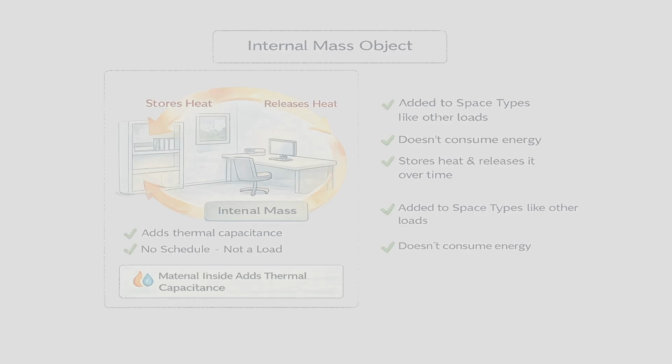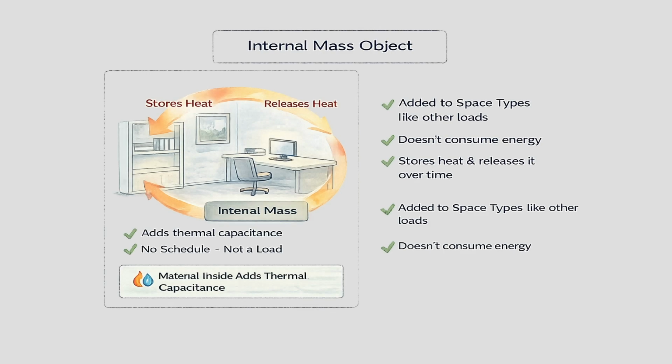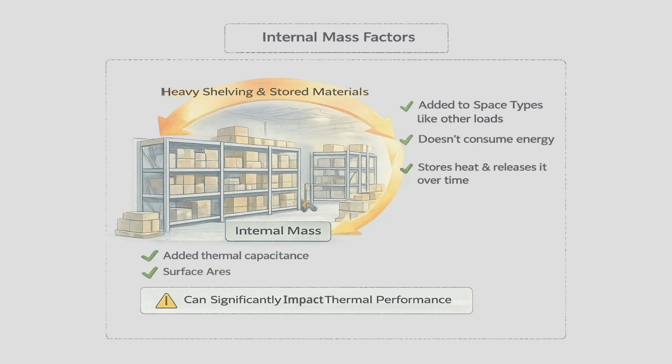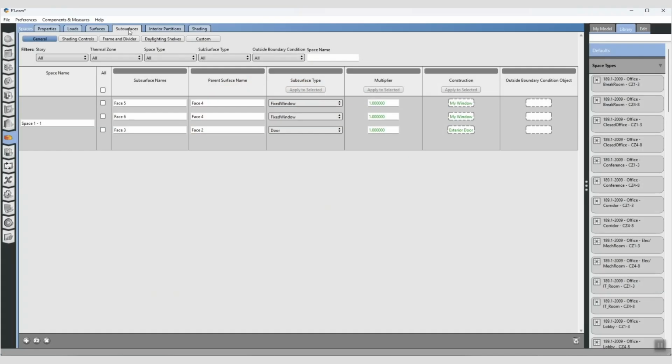Another type of load that deserves special attention is the internal mass object. Internal mass can be added to space types just like other loads. Unlike people or equipment, internal mass does not consume energy and does not have an associated schedule. Instead, it adds thermal capacitance to the space, meaning it can store heat and release it over time. The thermal behavior of internal mass is controlled by its assigned construction and surface area. In spaces such as storage areas or warehouses with heavy shelving and stored materials, internal mass can have a significant impact on thermal performance.